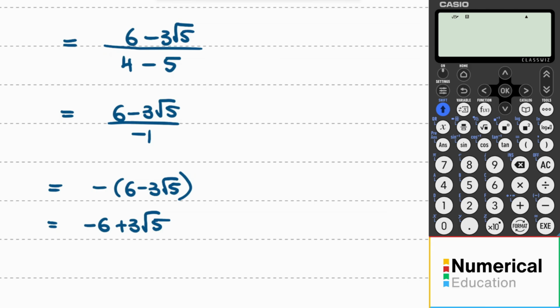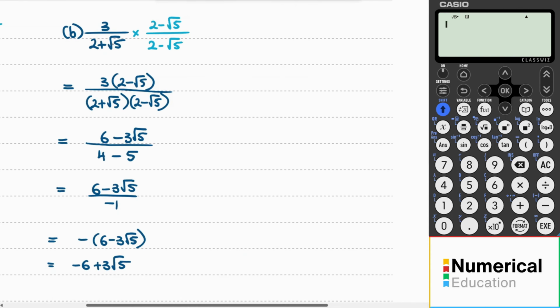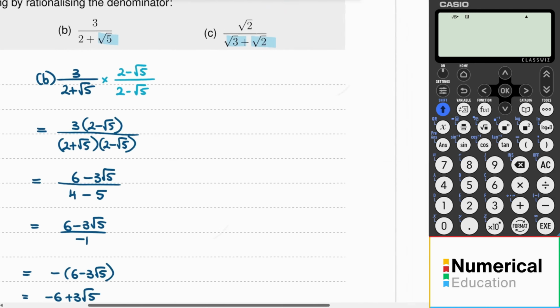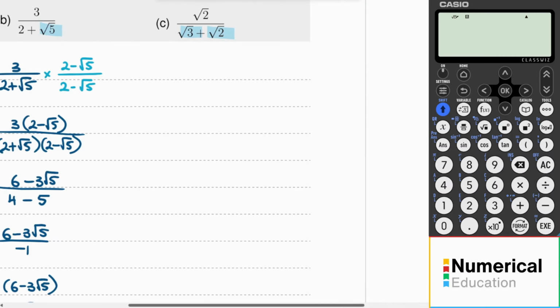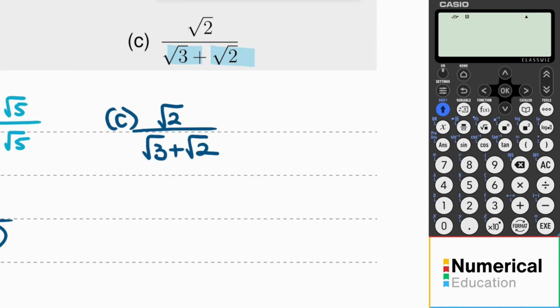So long story short, let's go back and zoom out. We multiply by the conjugate. You look at whatever's on the denominator and just do the opposite sign, and then a difference of 2 squares will appear. Let's have a look at this last one though. We're going to follow exactly the same procedure. For part C, zoom in a bit more. We've got root 2 all over root 3 plus root 2. We're going to do exactly the same thing. We're going to multiply by my conjugate, root 3 minus root 2.